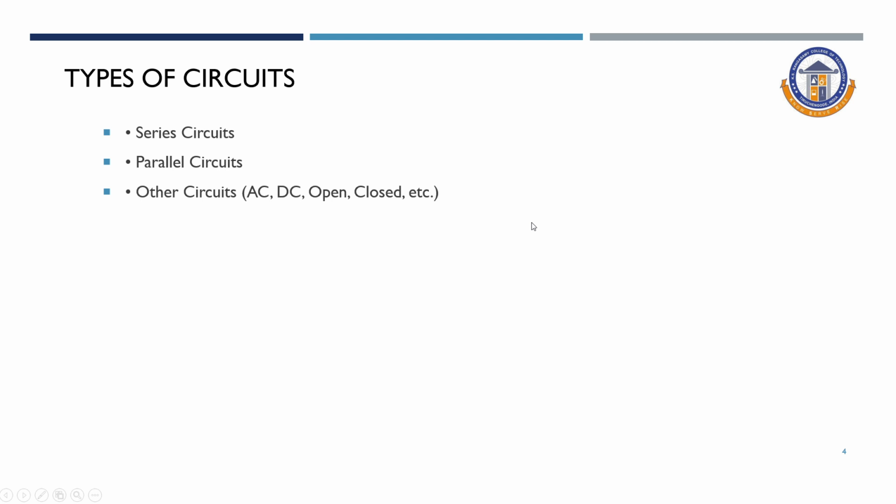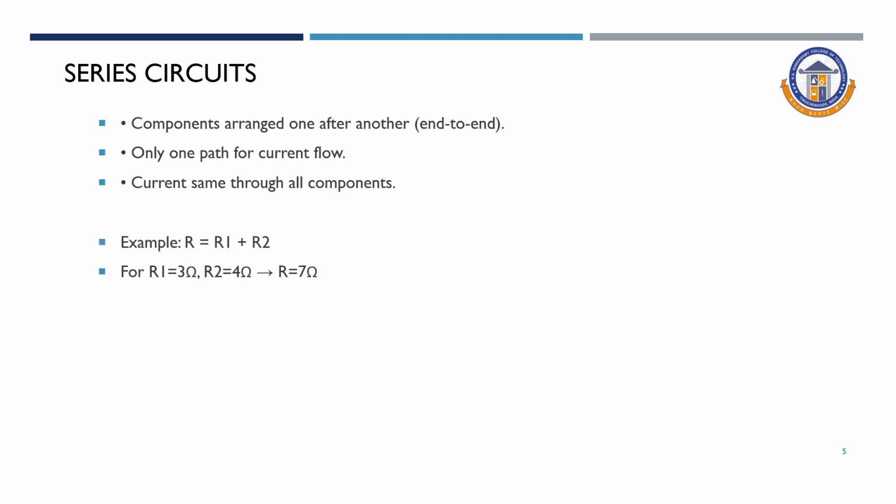So, types of circuits: we broadly classify circuit connections based on the flow of current. We categorize them into series circuits, parallel circuits, and other circuits. The other circuits are AC, DC, open circuit, and short circuit or closed circuit.